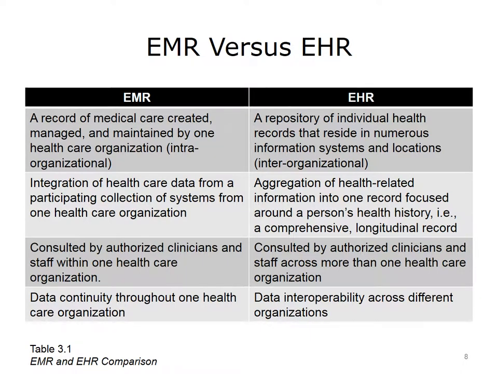The third row points out an EMR is consulted by authorized clinicians and staff within one healthcare organization, while an EHR is consulted by authorized clinicians and staff across more than one healthcare organization. The fourth and final row reiterates NAHIT's principal difference, that is, in an EMR, data continuity exists throughout one healthcare organization, but in the case of an EHR, data interoperability across different organizations occurs. While these distinctions can be made between an EMR and EHR, many regard the two terms as synonymous.